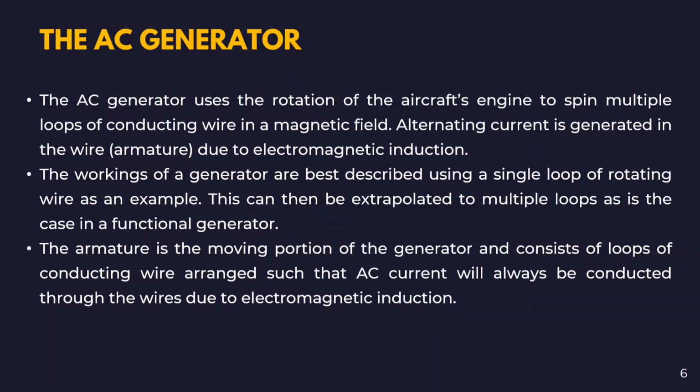The AC generator. The AC generator uses the rotation of the aircraft's engine to spin multiple loops of conducting wire in a magnetic field. An alternating current is generated in the wire due to electromagnetic induction. The workings of a generator are best described using a single loop of rotating wire as an example. This can be extrapolated to multiple loops as in the case of a functional generator. The armature is the moving portion of the generator and consists of loops of conducting wire arranged such that the AC current will always be conducted through the wires due to electromagnetic induction.